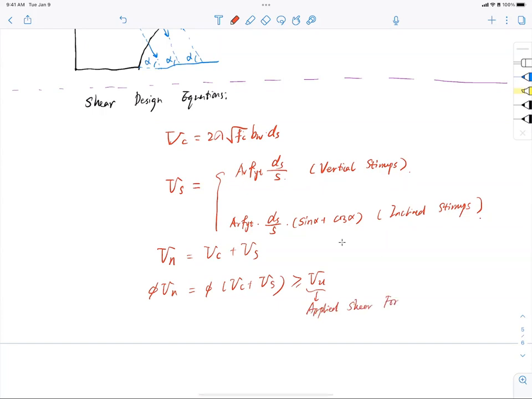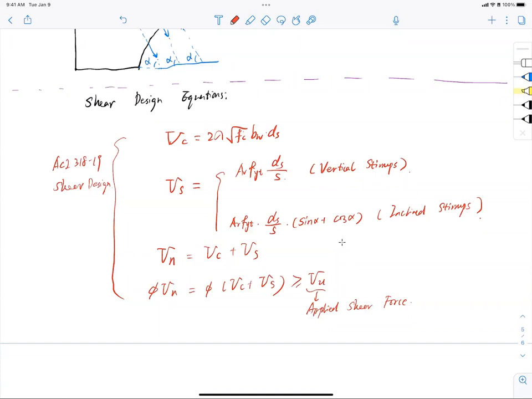Okay, applied shear force, Vu. All right, so as you can see, this is pretty much everything you need for shear design. You can find this in ACI 318-19. So this is all the shear design equations.